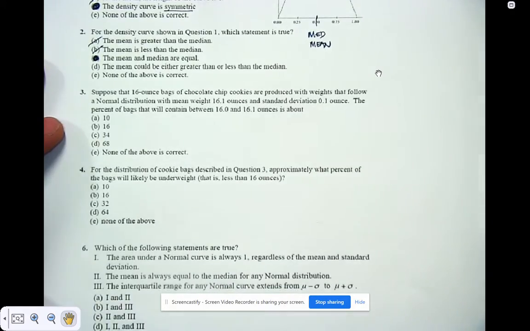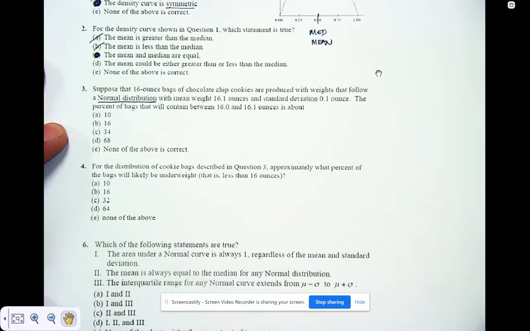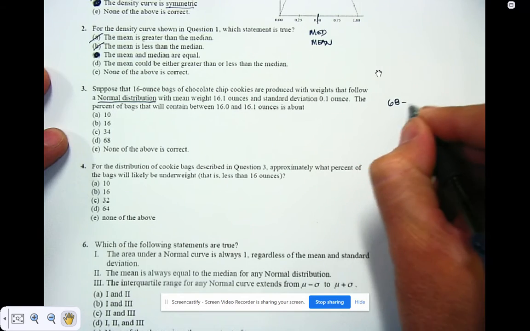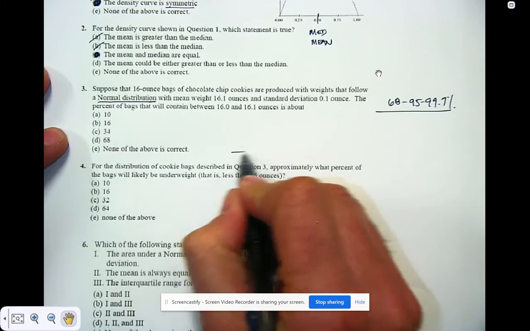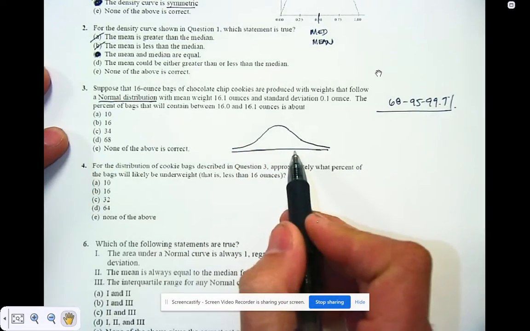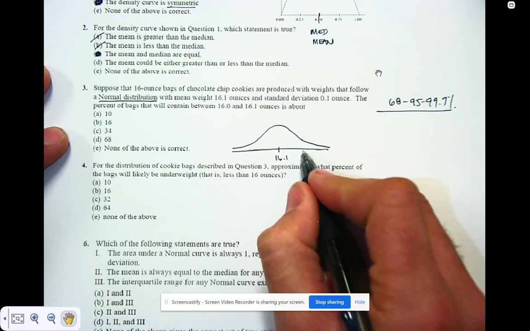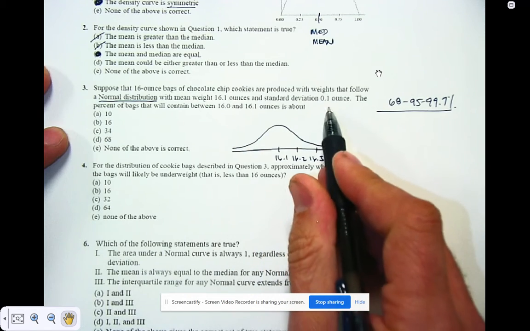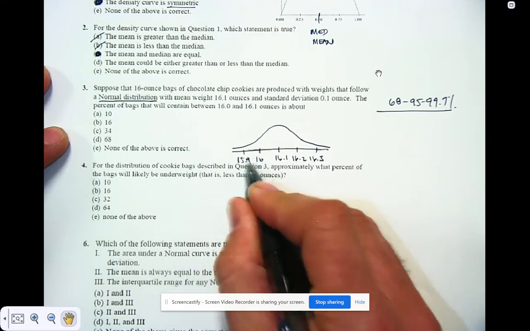All right, so suppose a 16-ounce bag of chocolate chips are produced with weights that follow a normal distribution. Now they're telling us that it's normal. And when they tell you it's normal, you know that the distribution follows that 68, 95, 99.7% rule, which tells you that if you were to draw a symmetric curve, because all normal distributions are symmetric, with an average of 16.1 and a standard deviation of 0.1, when you go out standard deviations on a normal curve, you just add 0.1 or you subtract. And I only went out 2 standard deviations.